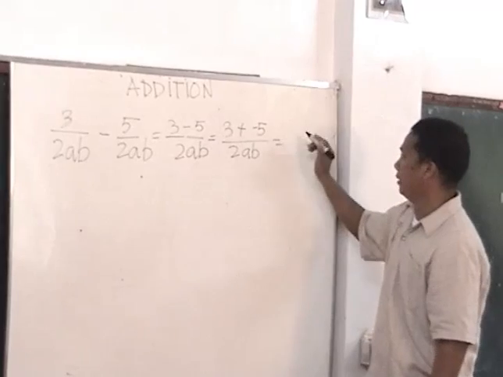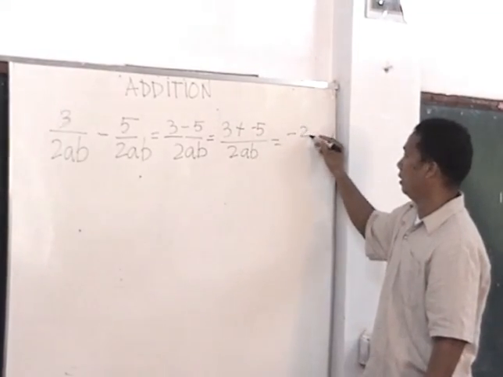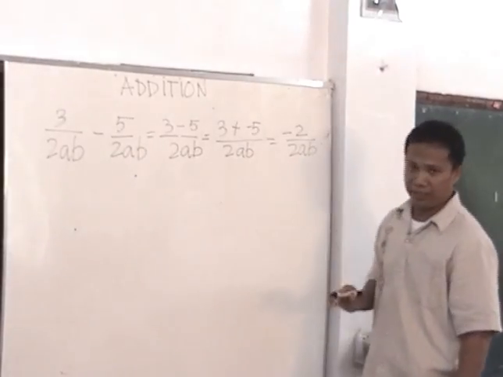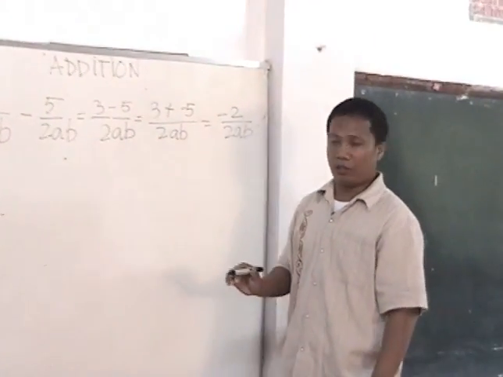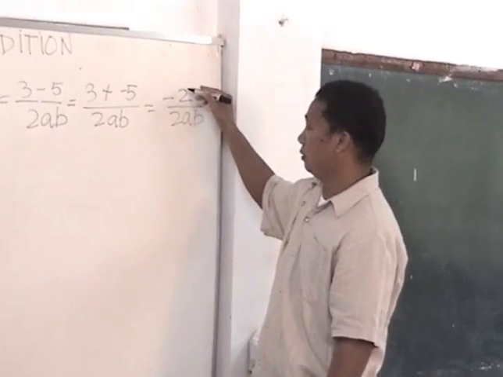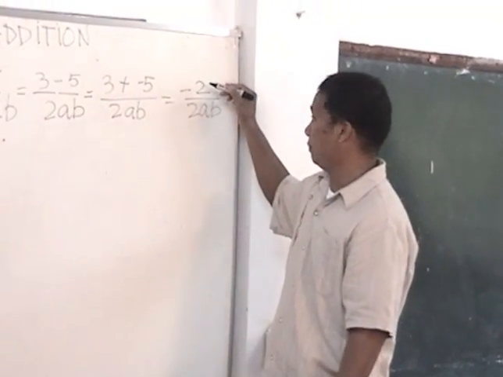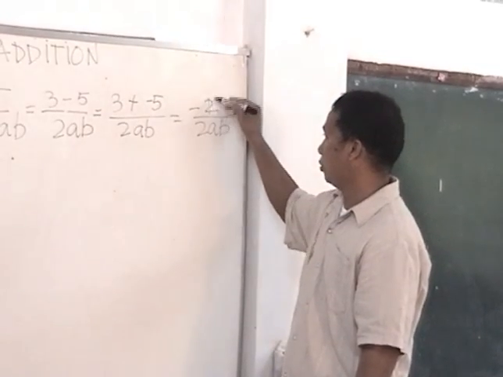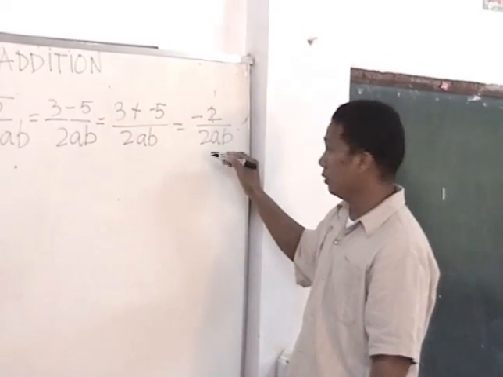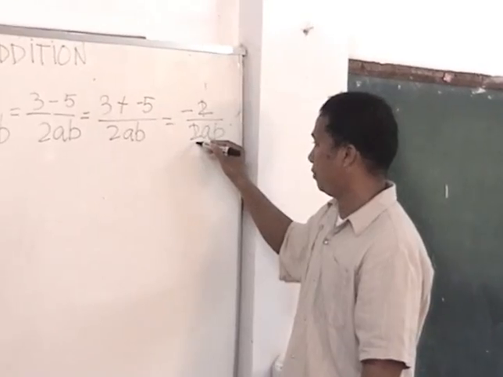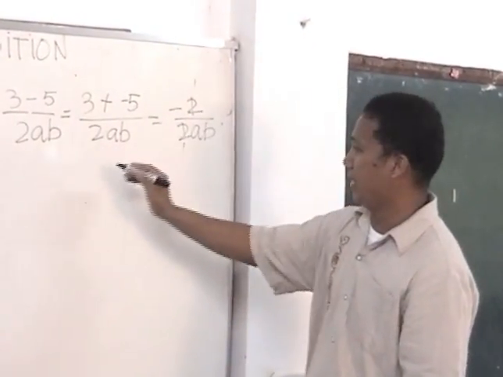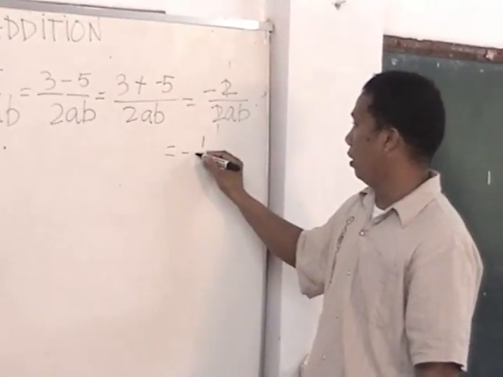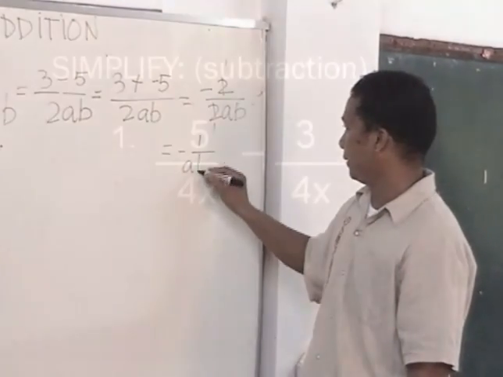This is equal to negative 2 over 2AB. And since we have common values, we have to extract factors out of these two given values. 2 divided by 2 is equal to 1, and 2 divided by 2 is equal to 1. So the final answer will be negative 1 over AB.